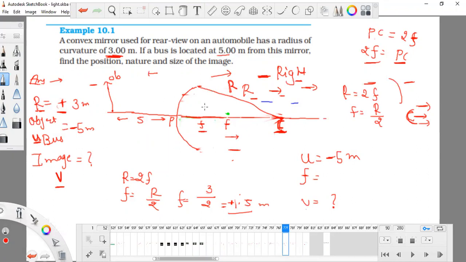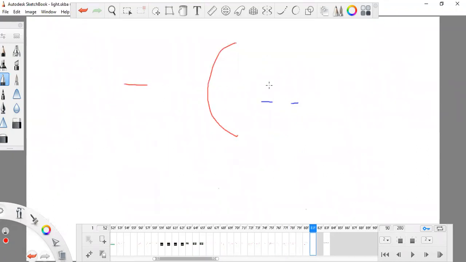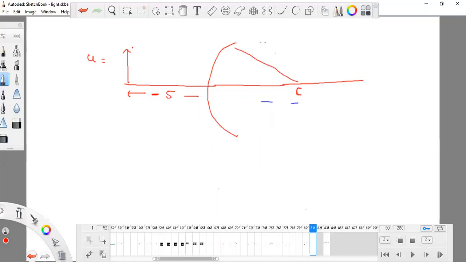Okay, now I'm going to draw this again according to the question. The question told me that this was my object, this was my bus, and it was my u object, and it was placed 5 centimeter away from this. It was in minus sign because it was at the left side. Next, my question told me that there is a C, and there is R. My R was 3. Definitely R should be in plus because it is at the right side.